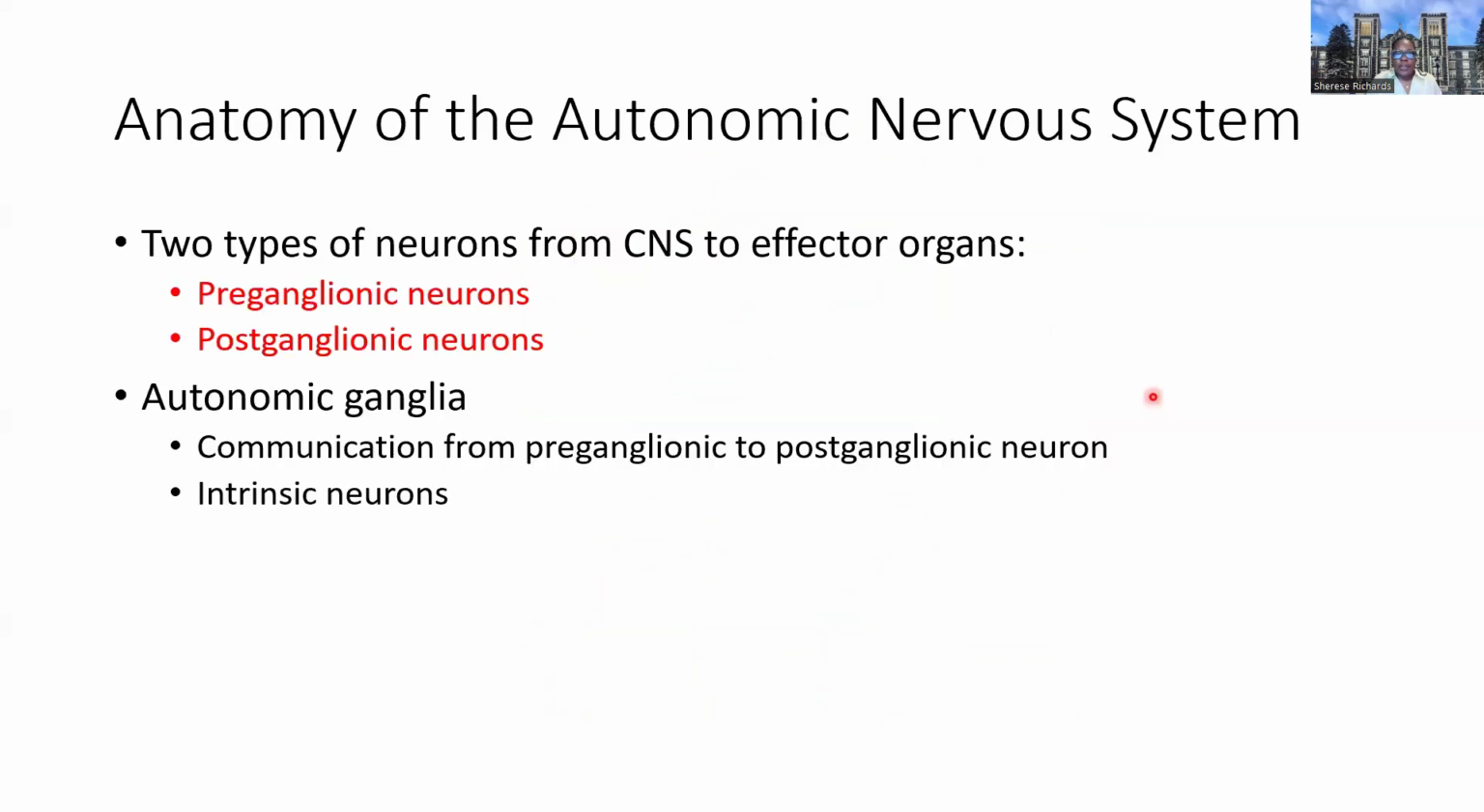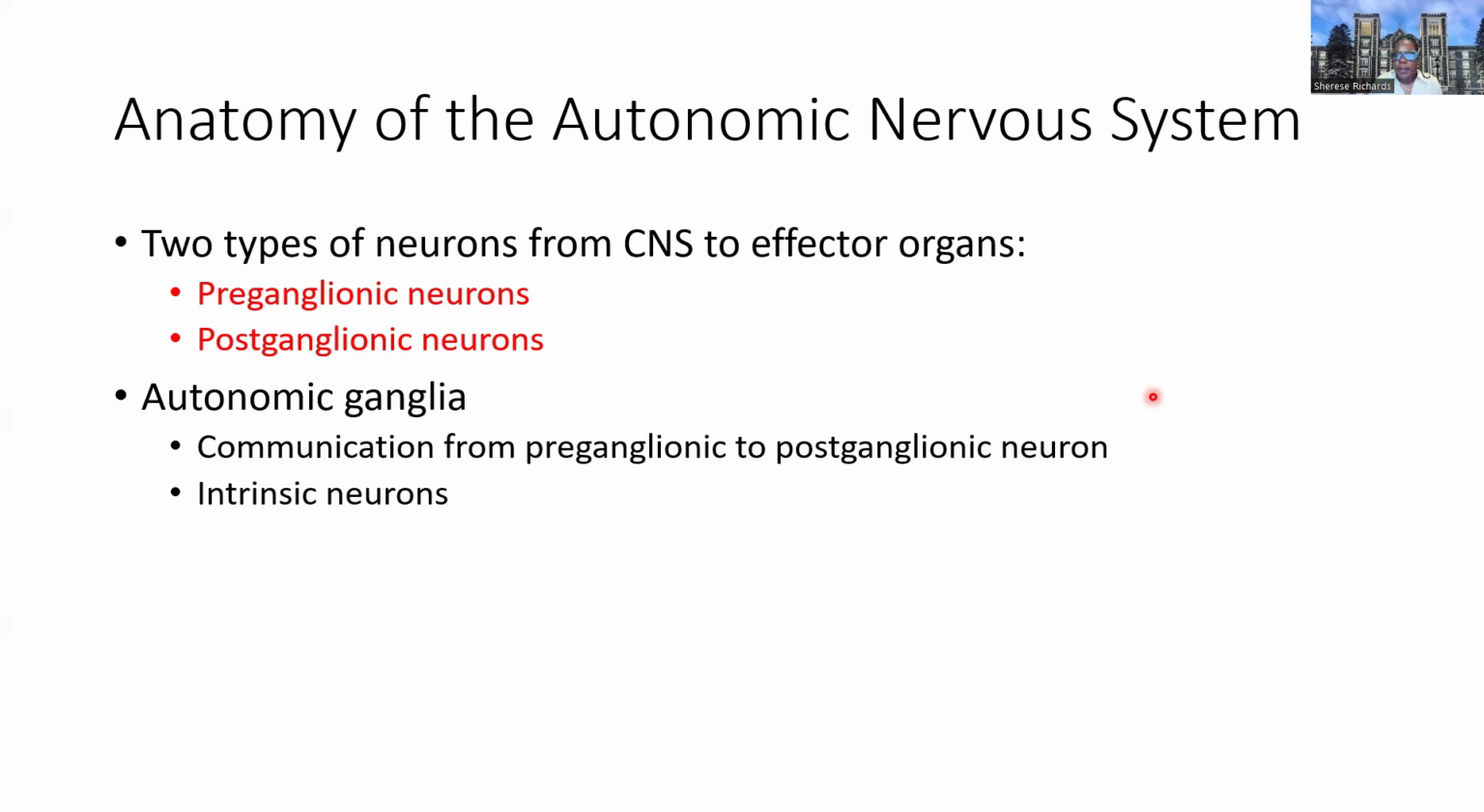So let's think about the anatomy, the makeup of these fibers. We have two neurons in series going from the central nervous system out to the effector target organs. We have a preganglionic neuron, which goes from the CNS to the ganglia. And then we have a postganglionic neuron, which goes from the ganglia to the organ. And as we described earlier, the length of those neurons differs from sympathetic to parasympathetic, right? The distance from the ganglia to the organs differs.